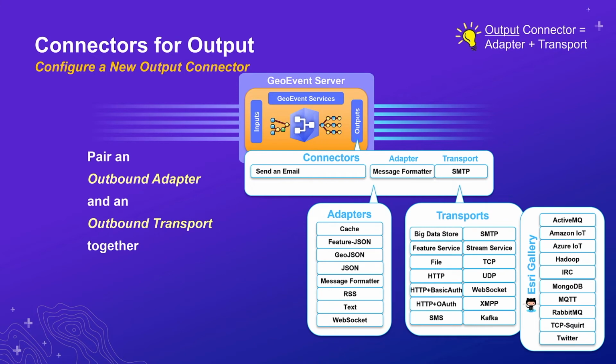Similar to inputs, outputs are defined by output connectors. An output connector is made up of an outbound adapter and an outbound transport. For example, the send an email output connector is composed of a message formatter adapter and an SMTP transport. A publish feature JSON to Kafka connector would be composed of a feature JSON outbound adapter and a Kafka outbound transport. There's a variety of outbound adapters and transports that are available out of the box, and more can be found on our gallery.